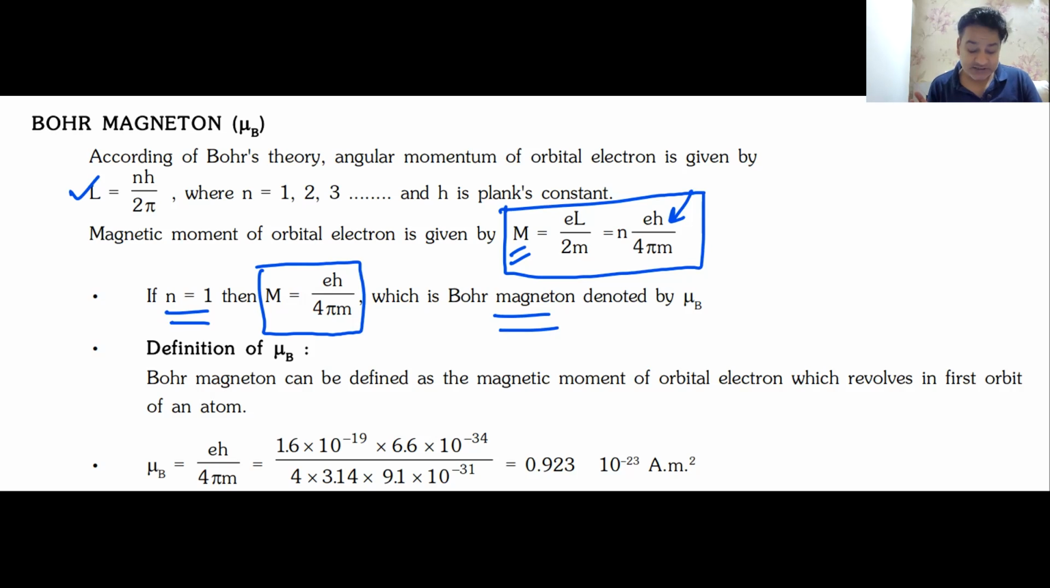Everything else is a constant. e is a constant, h is a constant, 4 pi is a constant, m is a constant. The only variable is n. So magnetic moment is directly proportional to n. Please note this. I'll give you a minute to note this down.